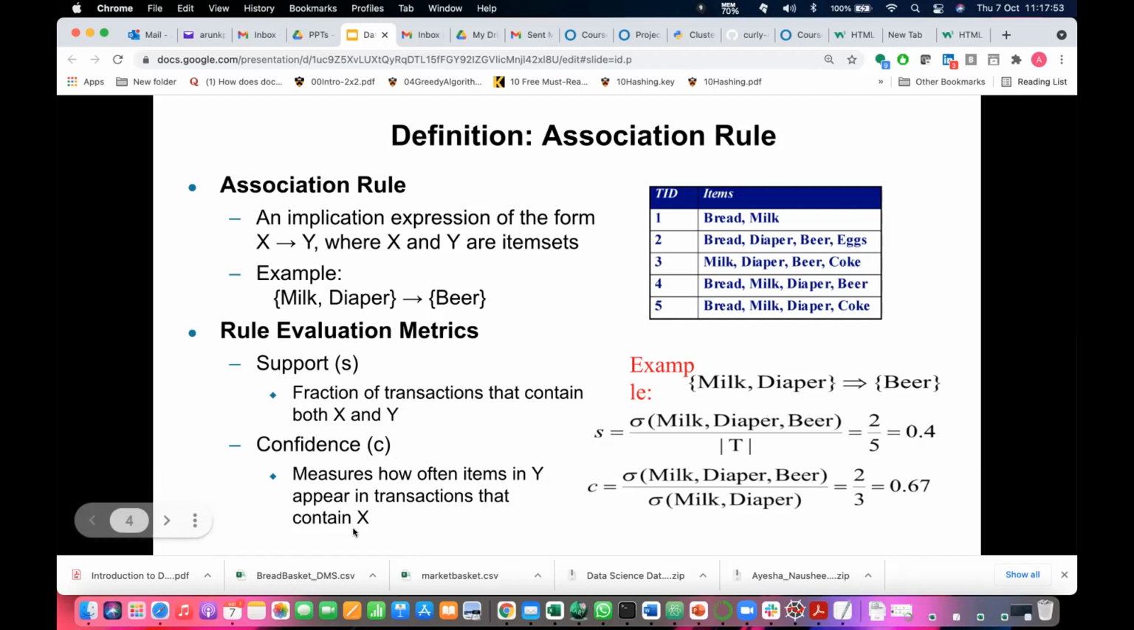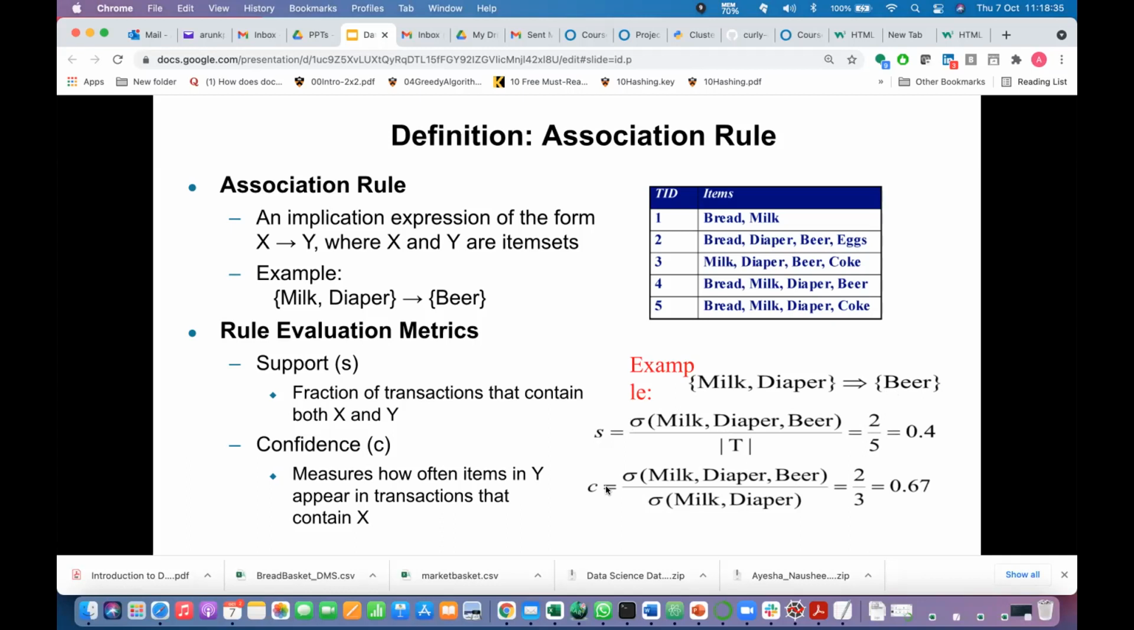Take the example, and it becomes clear. Milk and diaper, we want to make a rule, and we see whether it qualifies or not. First we compute its support and confidence. Take milk and diaper implies beer. How do we compute the support? How many transactions support this item set divided by the total number of transactions. We already did this in the previous slide, so we got 2 by 5 equals 0.4.